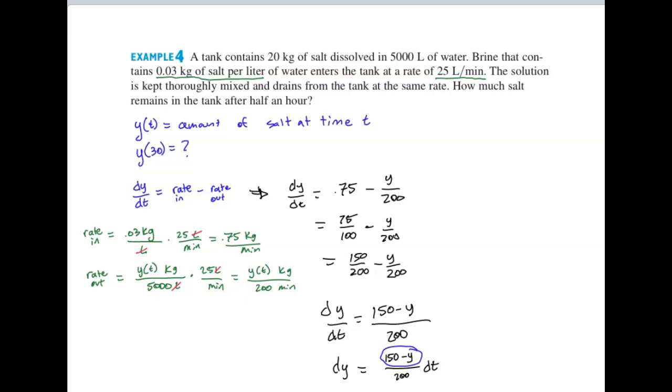How do I get the 150 minus y over to be with the dy? Close, the other one. You're going to have to divide by 150 minus y, right? Because it's in the numerator. So if I divide by 150 minus y, that's going to give me this. So I'm going to have 1 over 150 minus y dy equals 1 over 200 dt.